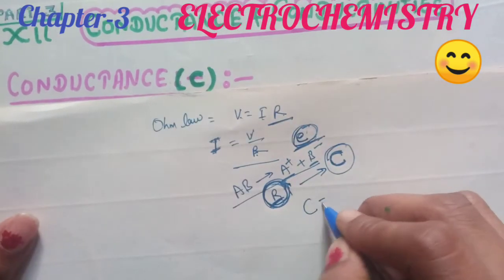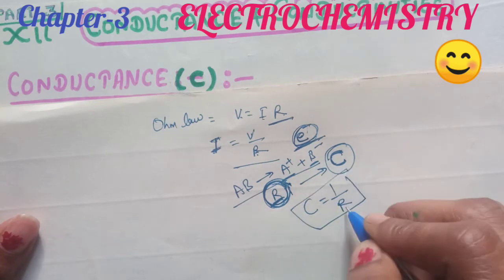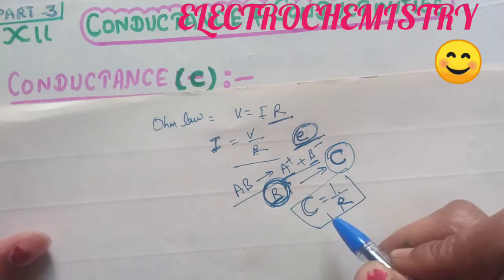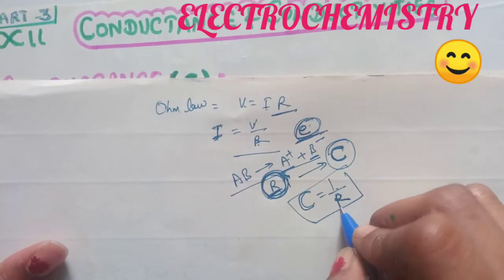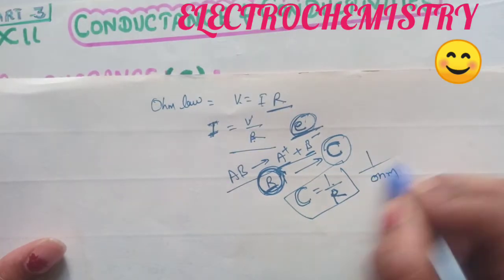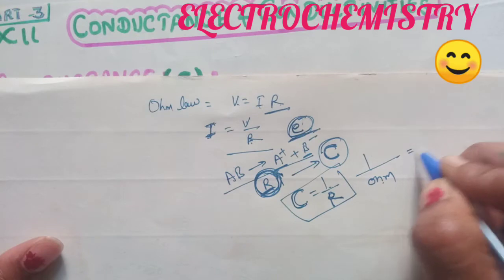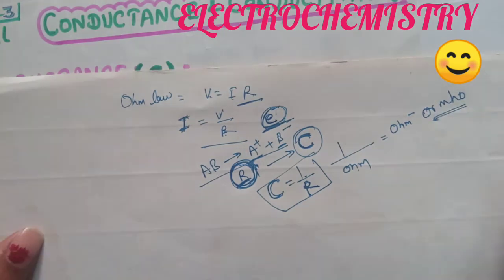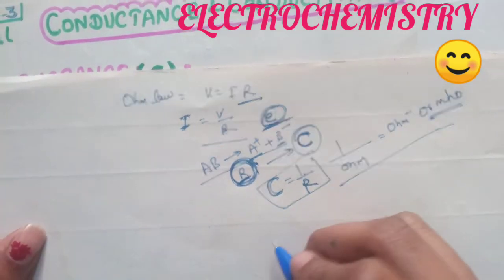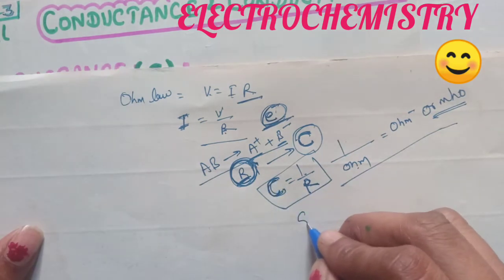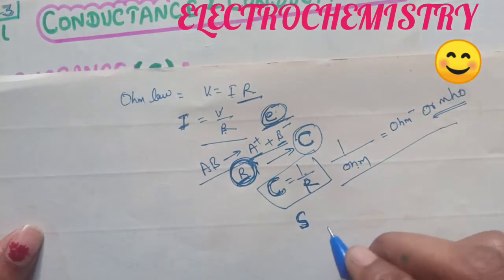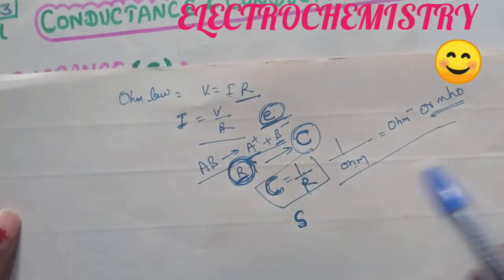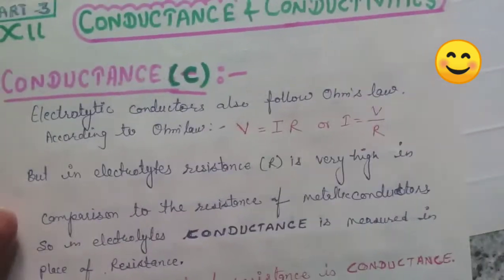So conductance is the reciprocal of resistance. As we know, the unit of R is ohm, so the unit of conductance will be 1 upon ohm, or ohm inverse, or mho. This is the CGS unit, but in the SI system its unit is Siemens, denoted as S. Clear? What is conductance? Conductance is the reciprocal of R, where R means resistance.